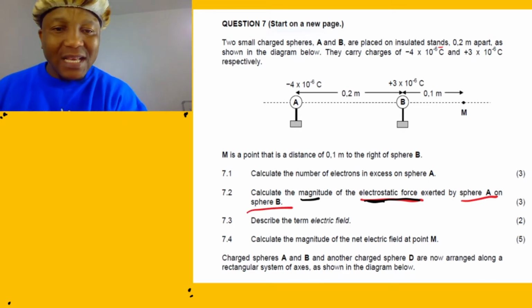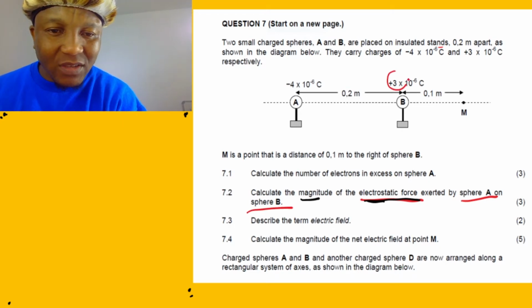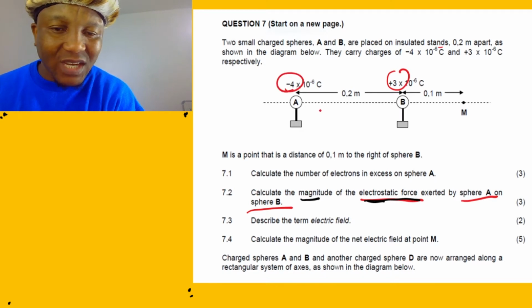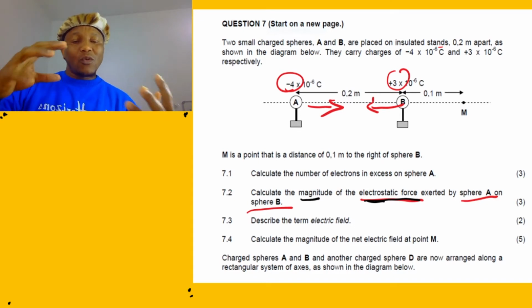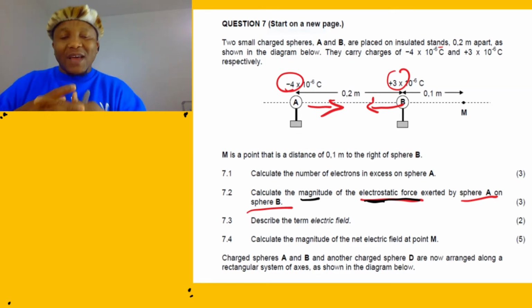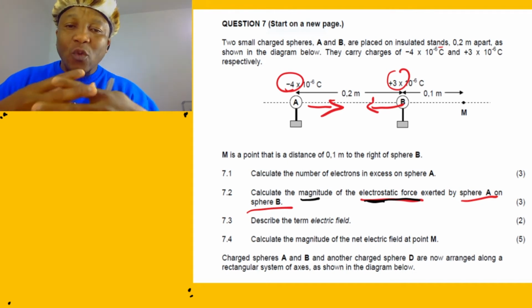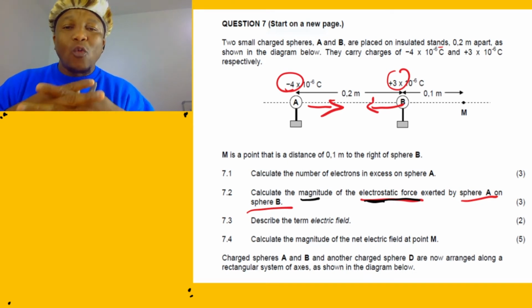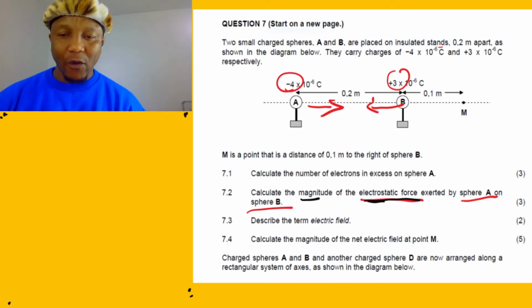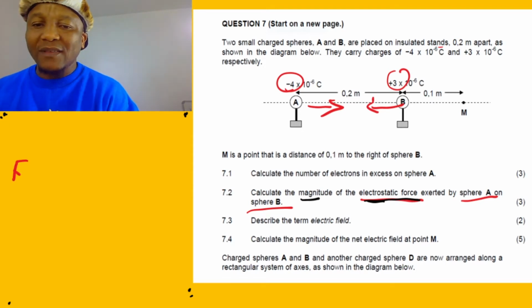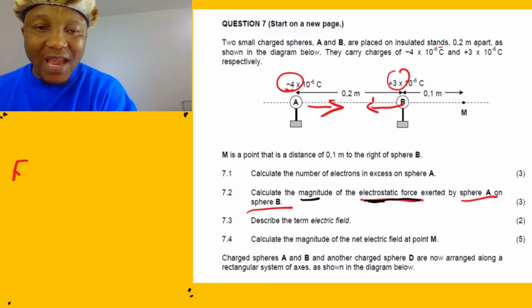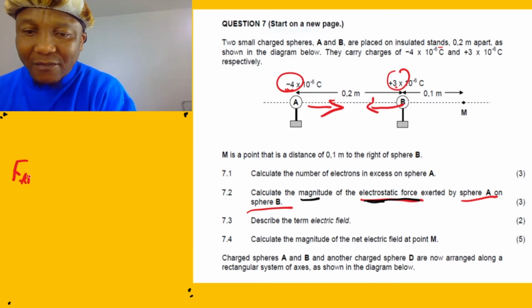Remember, this is positive charge and this is negative charge. So the force between them is going to be a force of attraction, because negative and positive. When there's a negative and a positive, they are going to be attracted to one another. So we want to know that force of attraction. We call it electrostatic force. So electrostatic force of A and B, you can say F of A and B.